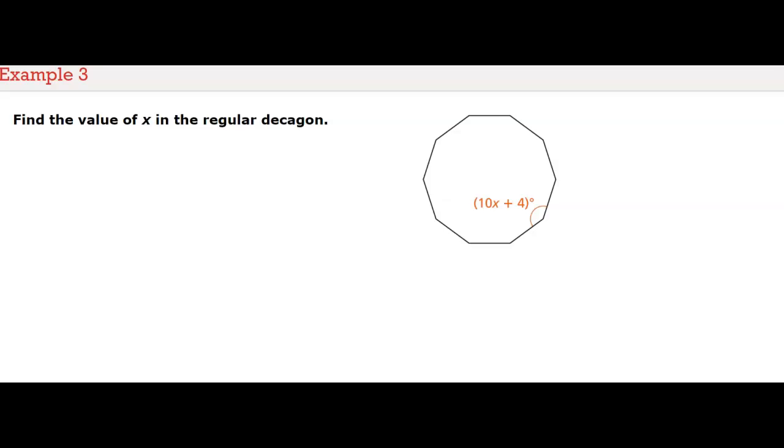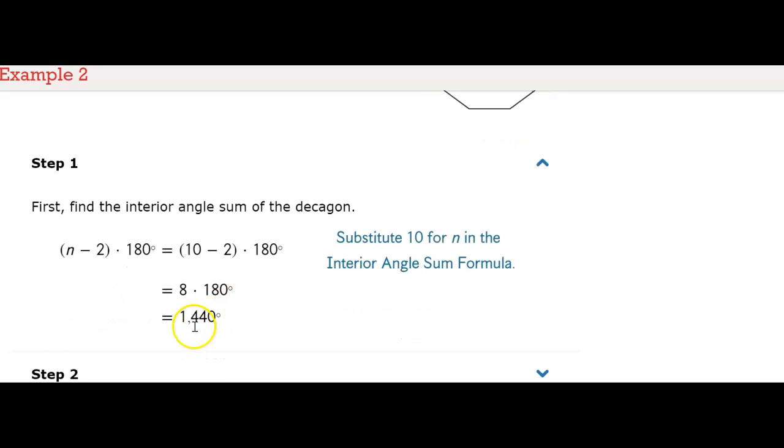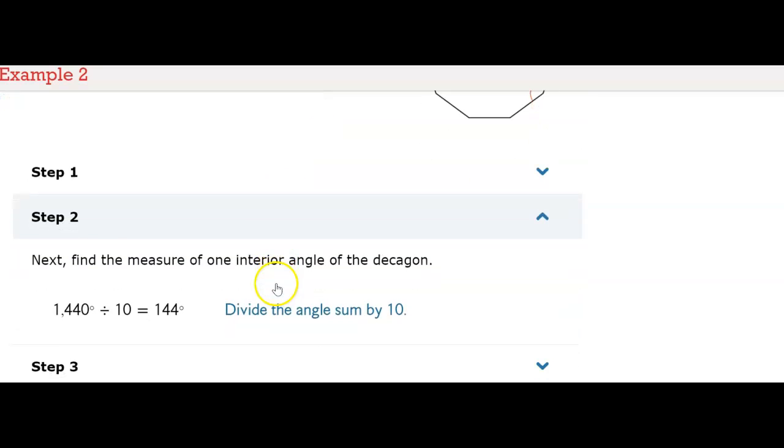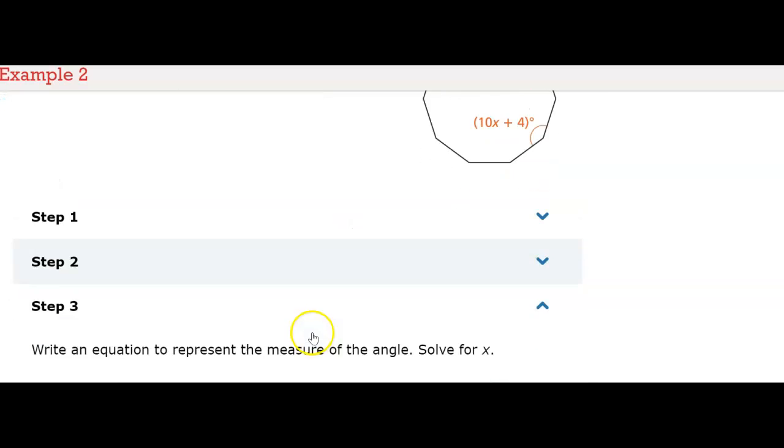Find the value of x in the regular decagon. All right, so step 1, a decagon is a polygon with 10 sides. First find the interior angle sum. We use our formula and we get 1,440. Then we take that 1,440 and divide it by 10 sides to find the interior angle. So 144 degrees is the measure of one angle.